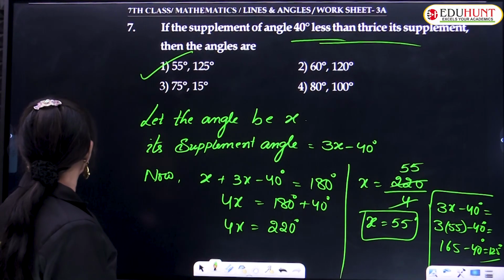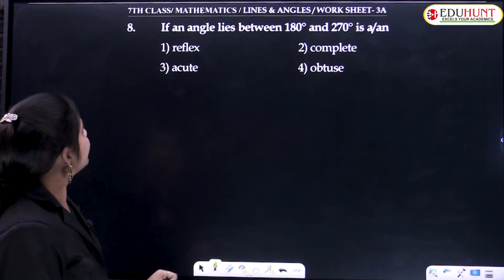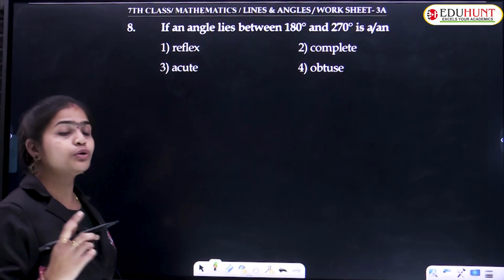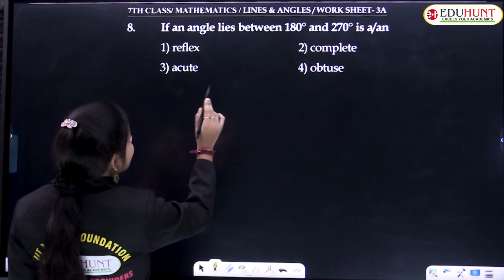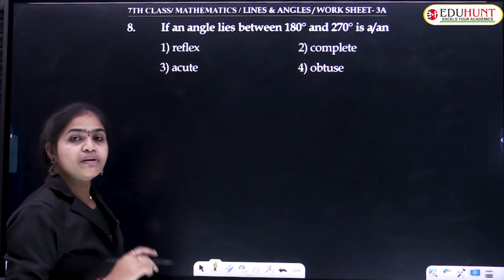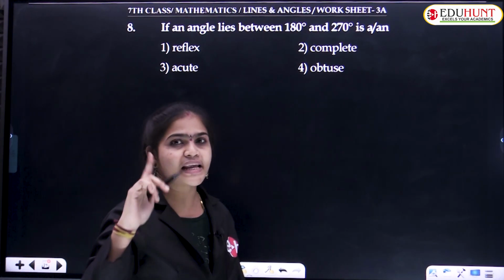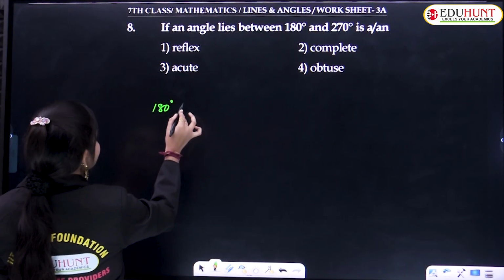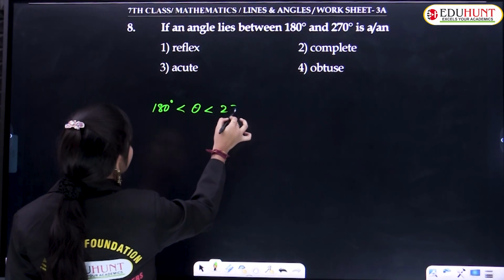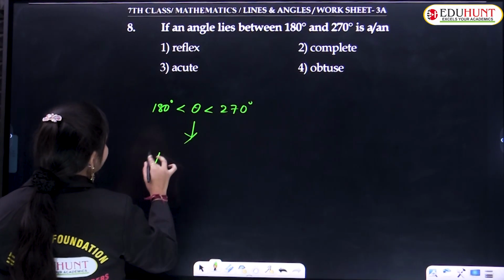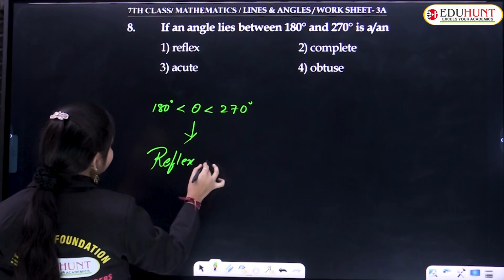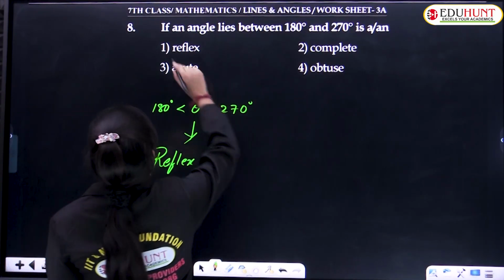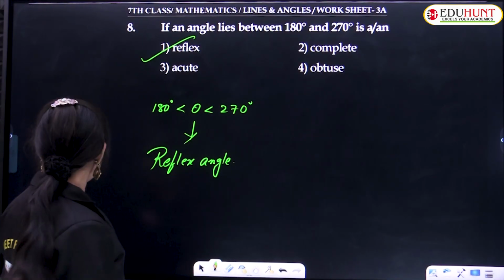Okay. The 8th question says that an angle which lies between 180 and 360 degrees, we call a reflex angle. Here they are asking, 180 degrees is less than theta is less than 270 degrees, then what do we call this angle? Reflex angle. Where is that reflex? Here it is.